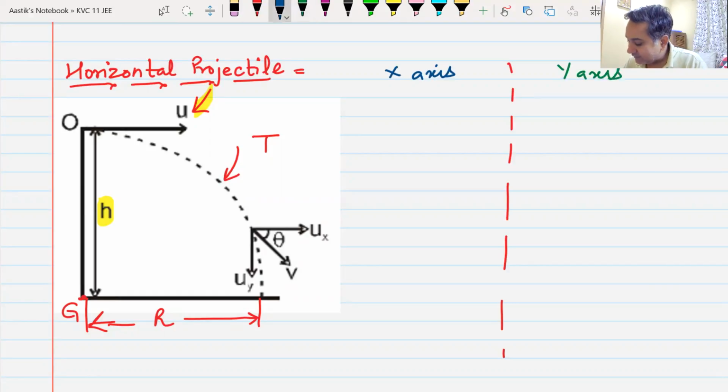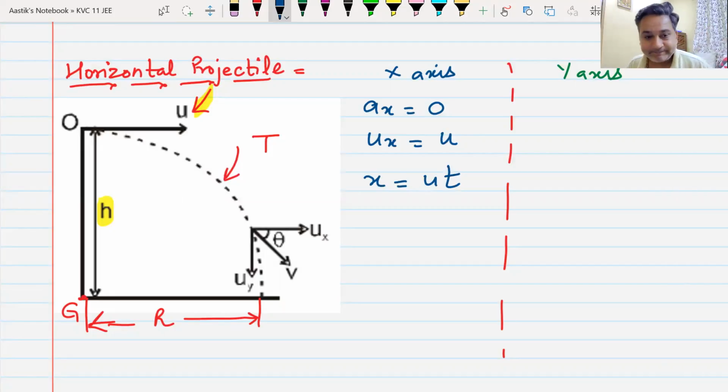Now along x-axis, acceleration along x is 0. Initial velocity along x is u. Yes or no? So to find out any distance x, you can simply multiply u by t. Yes or no? Similarly, this range will be equal to u multiplied by capital T. Everyone understands this? Yes or no?